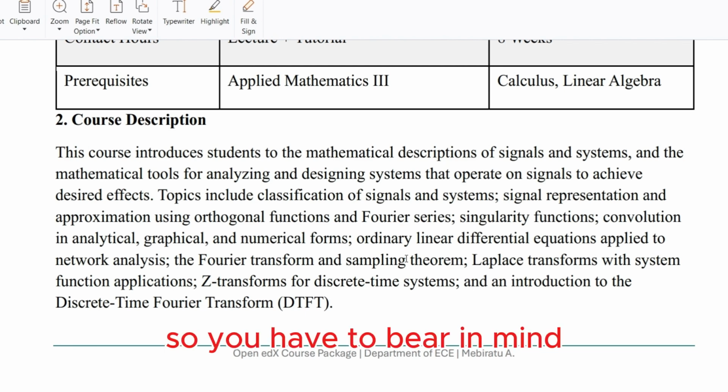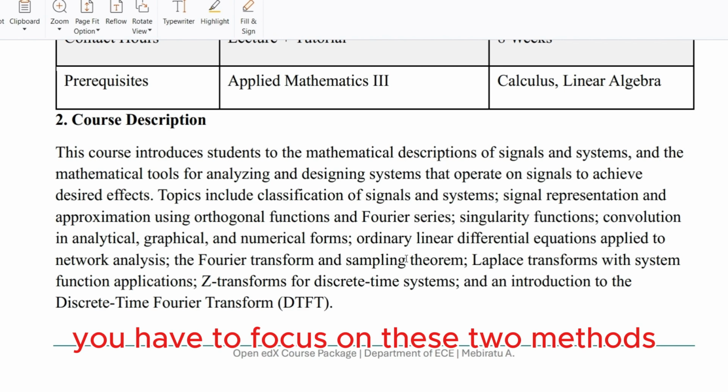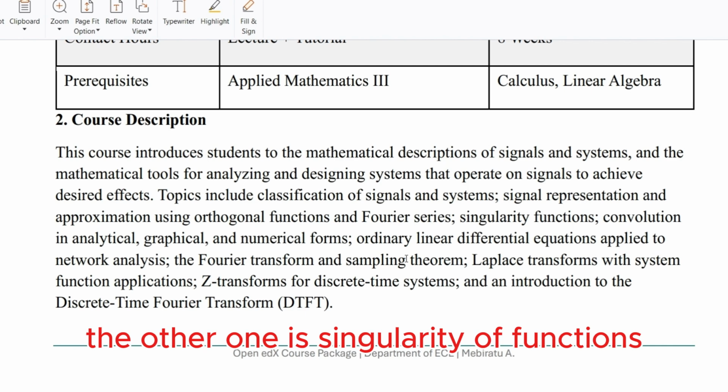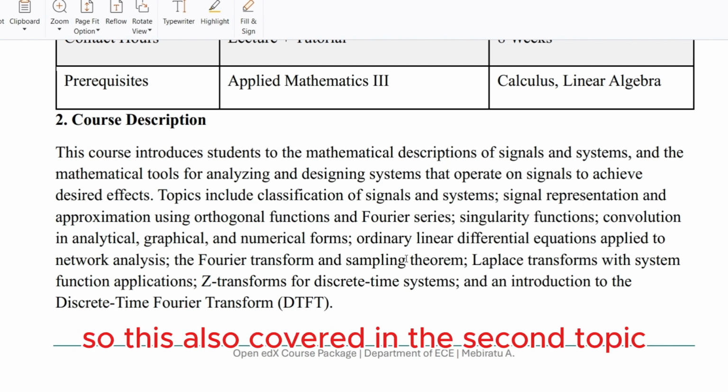So you have to bear in mind, you have to focus on these two methods of representing signals. The other one is singularity functions. What does singularity functions mean? This is also covered in the second topic.